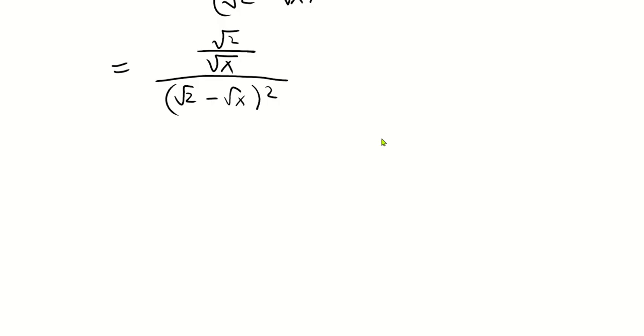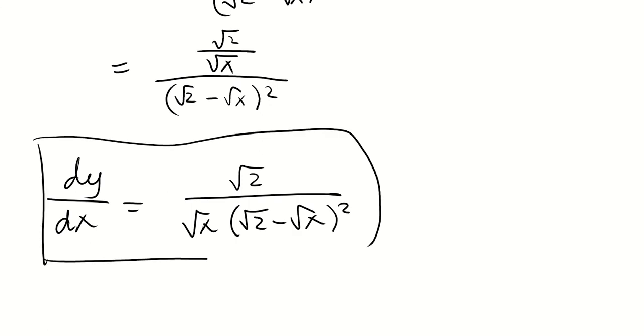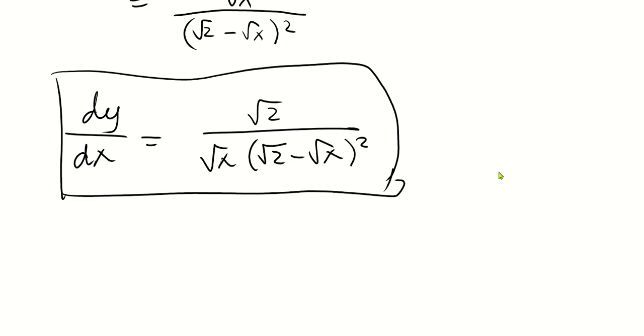Then simplify further. dy/dx is now equal to, we can just make it square root of 2 over square root of x times the square root of 2 minus square root of x squared. This will do. You can also still simplify this one if you want. You can expand the denominator, square root of 2 squared minus 2 times square root of 2 times square root of x, then times the square root of x squared plus the square root of x squared. Then you multiply it again with the square root of x, but this is okay. So that is the quotient rule.